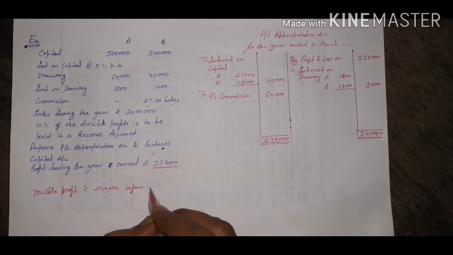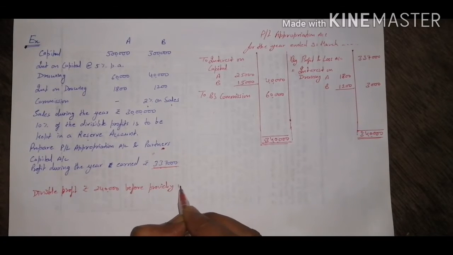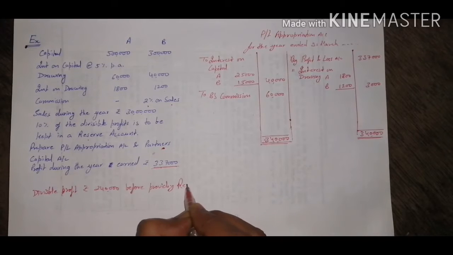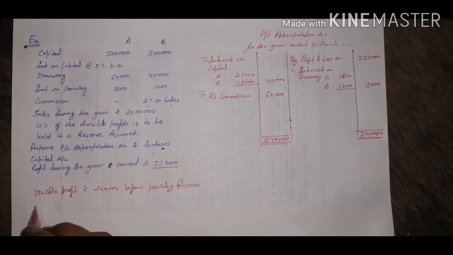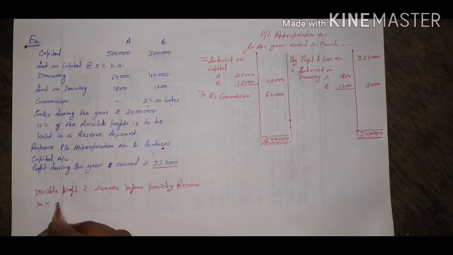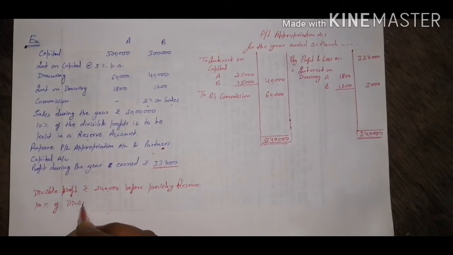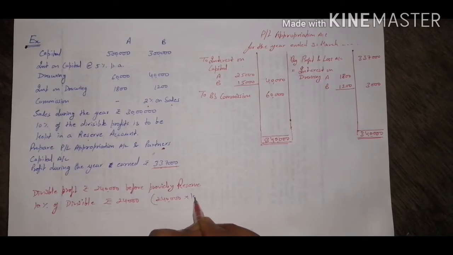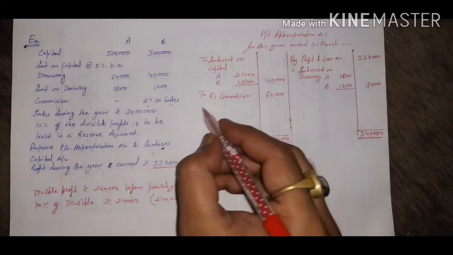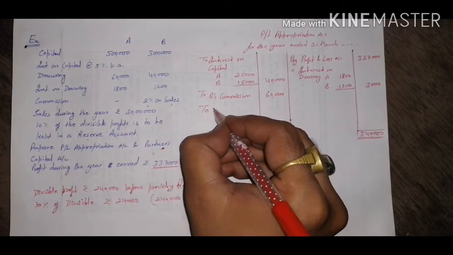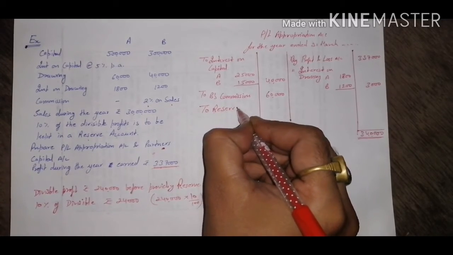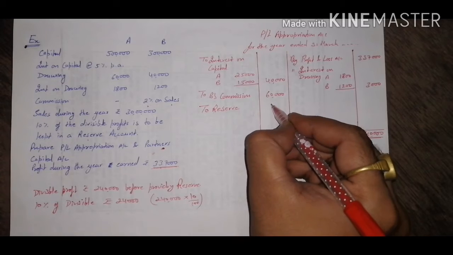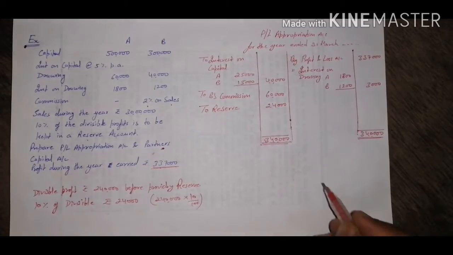Before providing the reserve, now 10% of the divisible profit, 2,40,000, is kept as a reserve. The amount is rupees 24,000, recorded on the debit side.